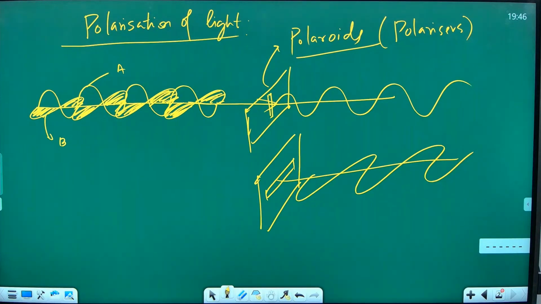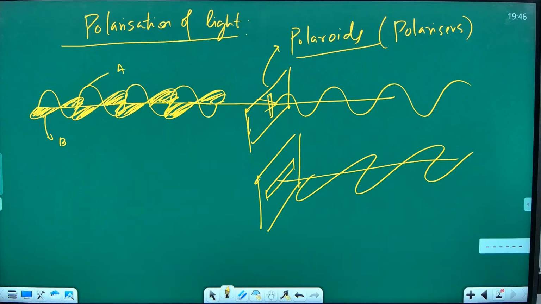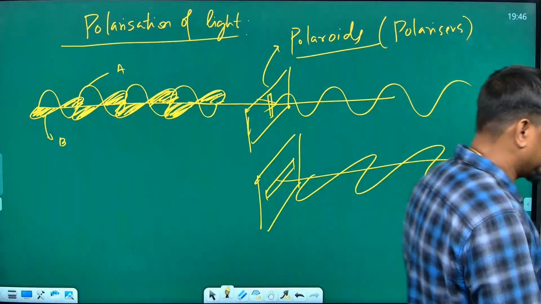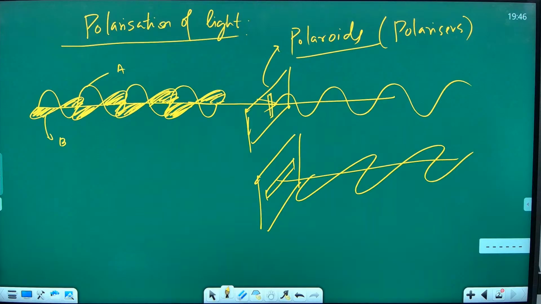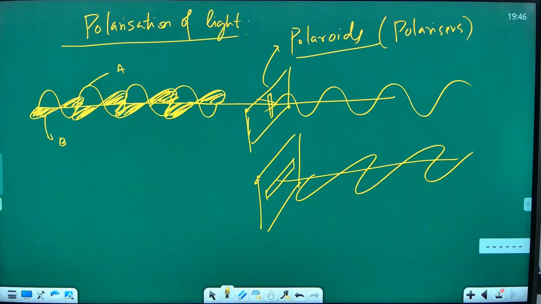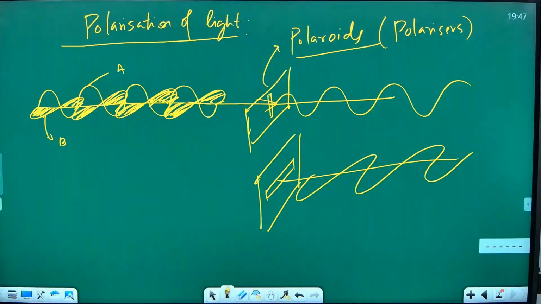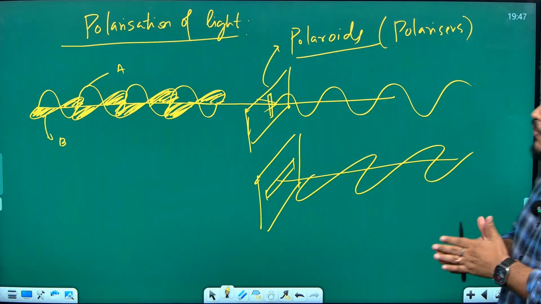Now give the definition, right? The definition of the phenomenon of polarization. The phenomenon of restricting the oscillations of a wave, or you can write the oscillations of a transverse wave, only in one direction, is known as polarization.